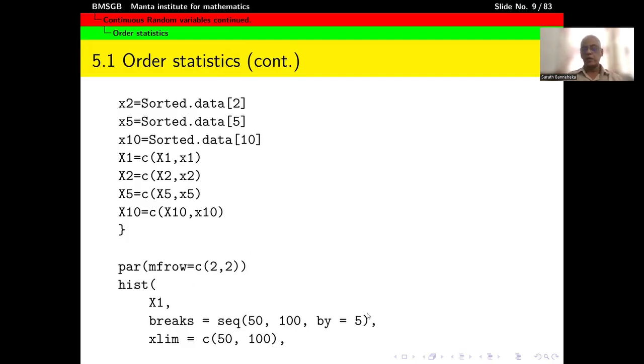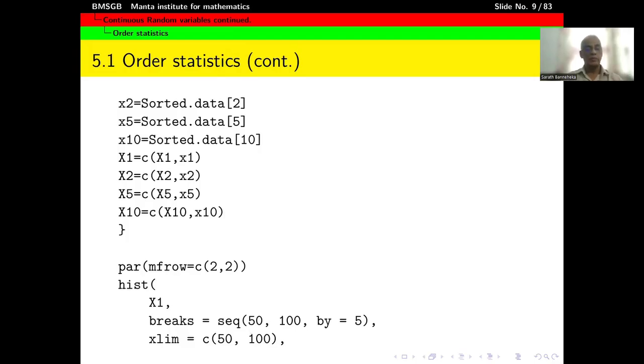So once I do that, I'm going to draw the histogram of each of these 10,000 values. First one, I'm going to draw a hist of capital X1. I want to have the same x-axis just to compare these things. Otherwise, it will be difficult to compare, right? And also, I'm going to have the same breaks, or bins, in my histograms. That will make it easy to compare.